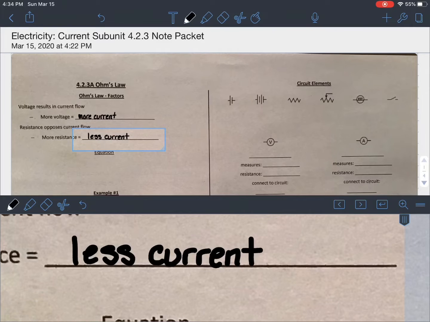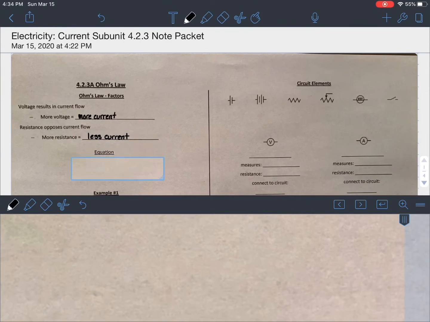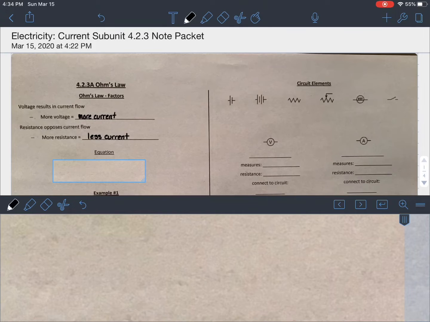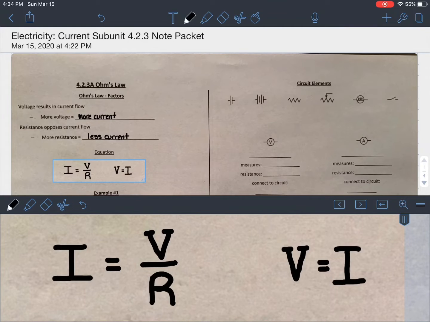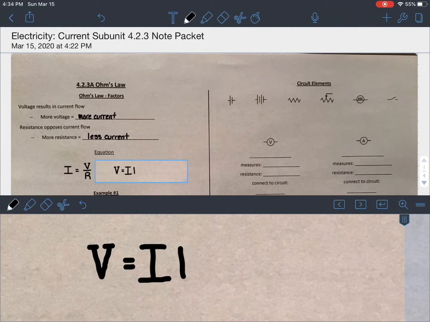Now we're going to write down Ohm's law, and we're going to write it down two ways, solved for two different variables. The first is current equals voltage over resistance. And the second is voltage equals current times resistance. They're the same equation, just solved for the two variables that we most often are using it to find.